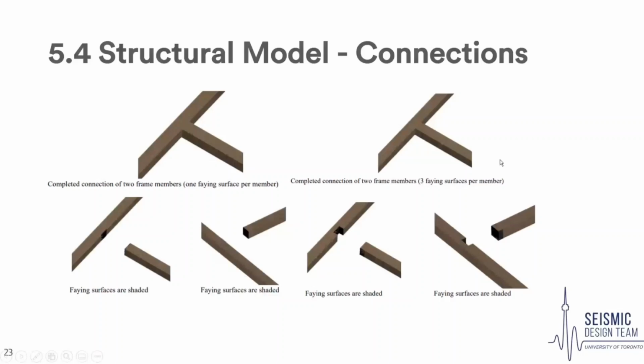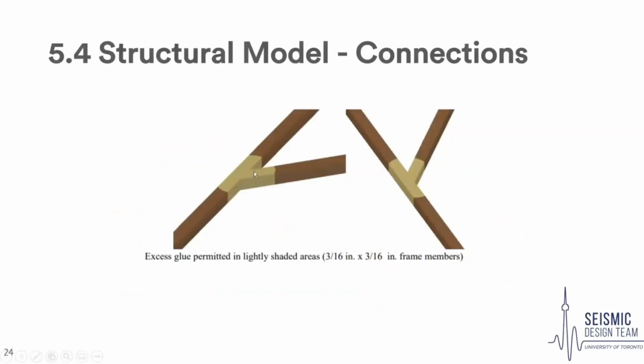And then in this case, they tell you there's 3 surfaces. So there's 1, 2, 3 surfaces on this member, and then 1, 2, 3 surfaces on that member. This is what they're talking about with excess glue. So you can see the connection is just where the brace is coming into the beam or column or whatever this is. If you were to just slather this in glue, like the lightly shaded area, it has to be within 0.5 inches from the center of that fairing surface. If it's past that, you get dinked with a couple of violations.